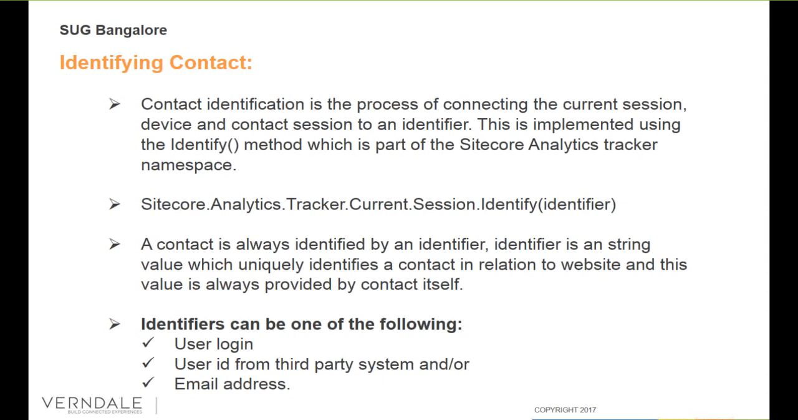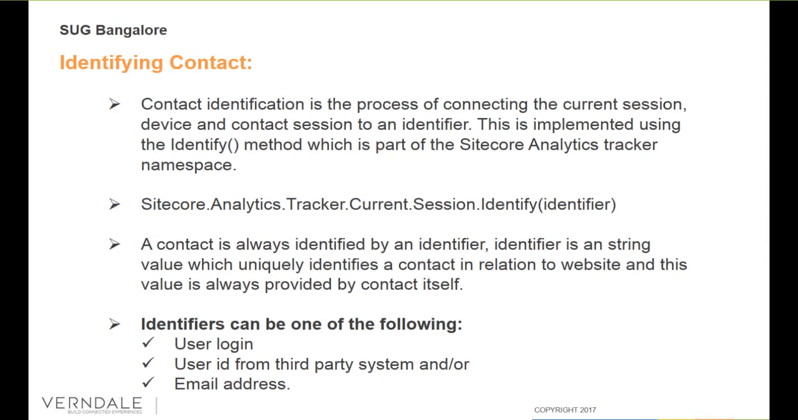As I mentioned before, what is an identifier? An identifier is any string value which makes one user different from another user, right? Basically a means of unique identification key. So it can be an email address. Identifiers can be one of the following: a user login, a user ID from a third party system, or an email address, right?